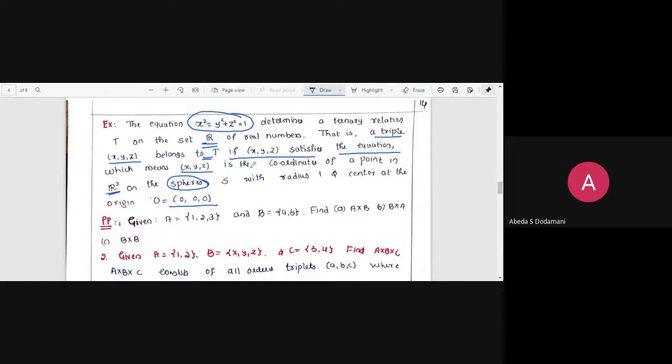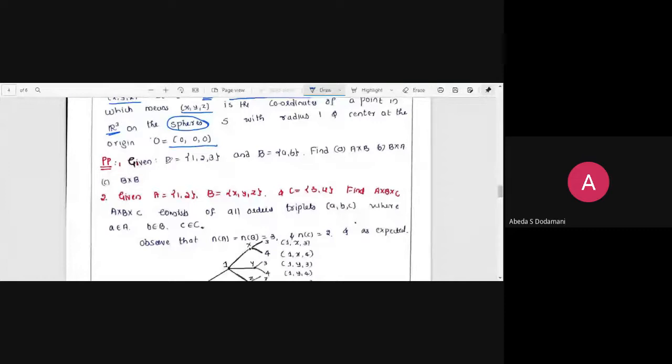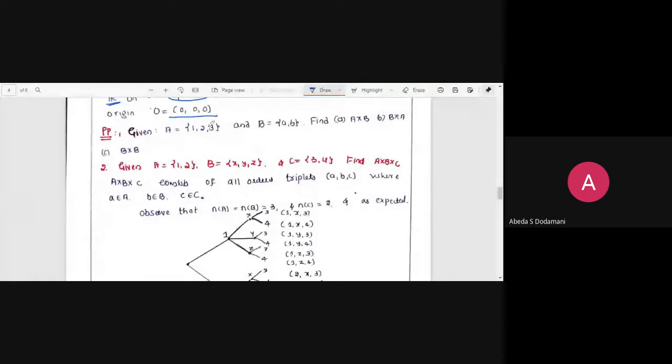Now I've given you guys some examples for practice problems. So do some problems. Okay, so this is one example here. This you can try, find out the Cartesian product out of this.